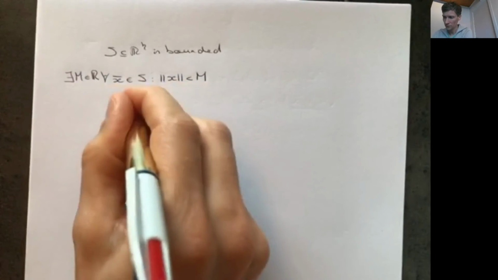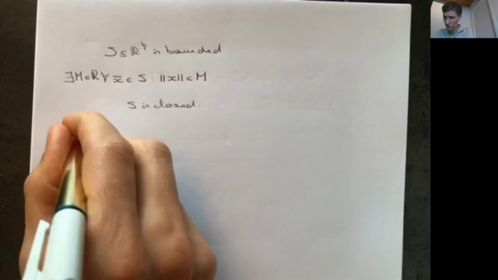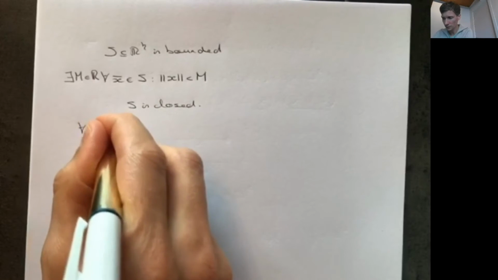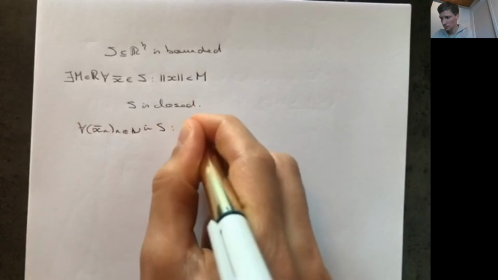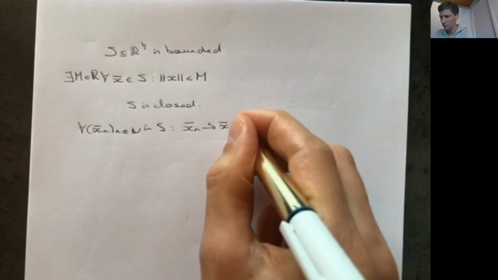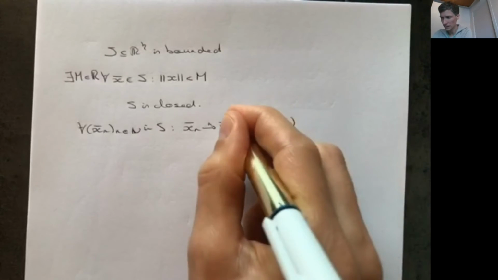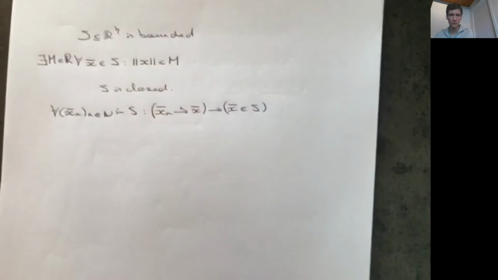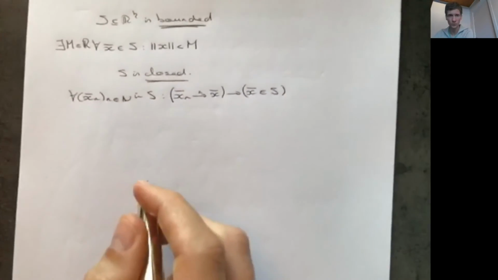And you have that S is closed. You have just seen this: for all sequences xn in S, if the sequence converges to some vector x, then this vector also has to be in the set. Okay, so this is the definition of bounded, and then we have the definition of being closed.